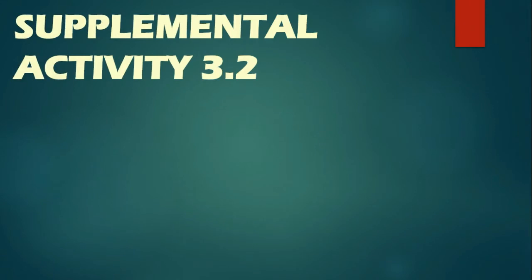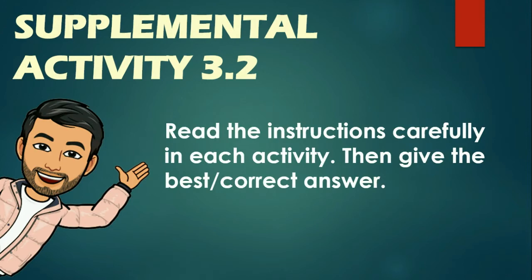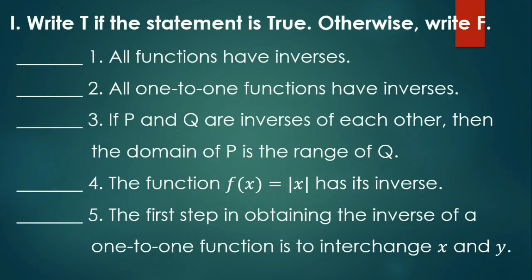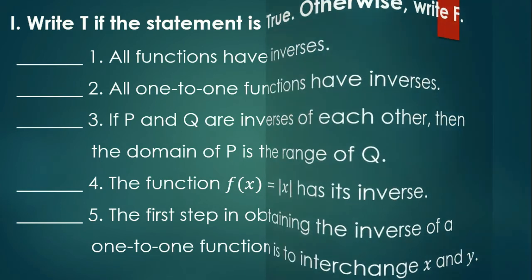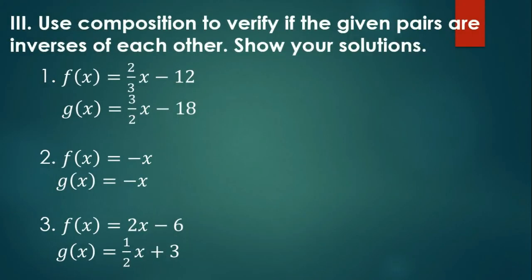For the supplemental activity 3.2, you read the instructions carefully in each activity, then give the best/correct answer. First part, write T if the statement is true, otherwise write F. Part 2, find the inverse of each function. And part 3, use composition to verify if the given pairs are inverses of each other. You show your solutions. Again, submission of all outputs will be on Friday.